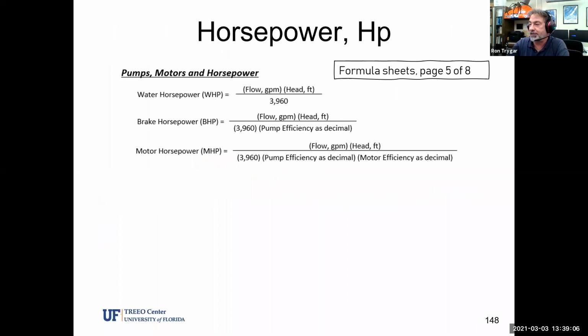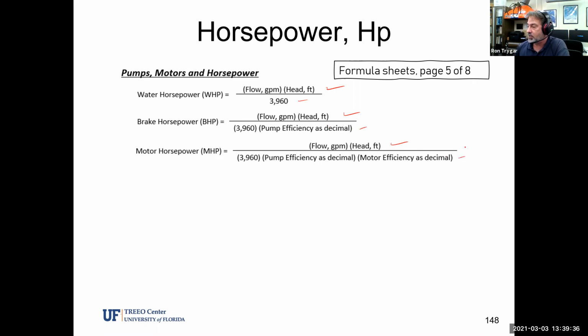Let's talk about horsepower. This is a little bit more intricate. We have a little bit more stuff to factor in here as far as the values go. You're going to notice on these, there are some very close similarities. You'll notice that the numerator part, the top part of the formula, on all three of these is the same. Notice that the flow in gallons per minute is multiplied by the head in feet on all three of these. What really changes is the denominator side, the bottom part.